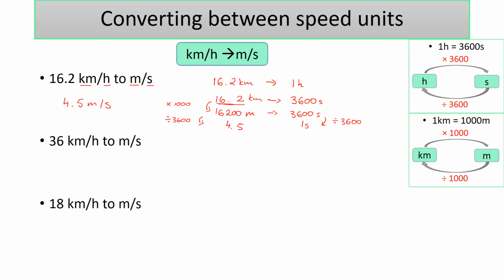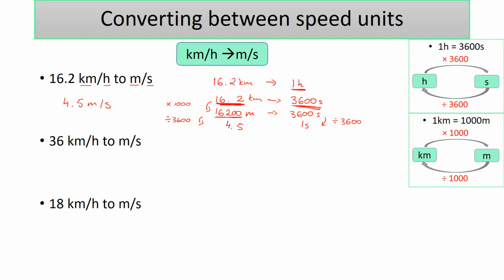Sometimes all we do is write that something is equivalent to something else. For example here, 1 hour is equivalent to 3,600 seconds. That's why we didn't need to multiply anything on the left side. Just like here as well, all we did is say that this is equivalent to this. That's why we didn't need to multiply the right hand side by 1,000.